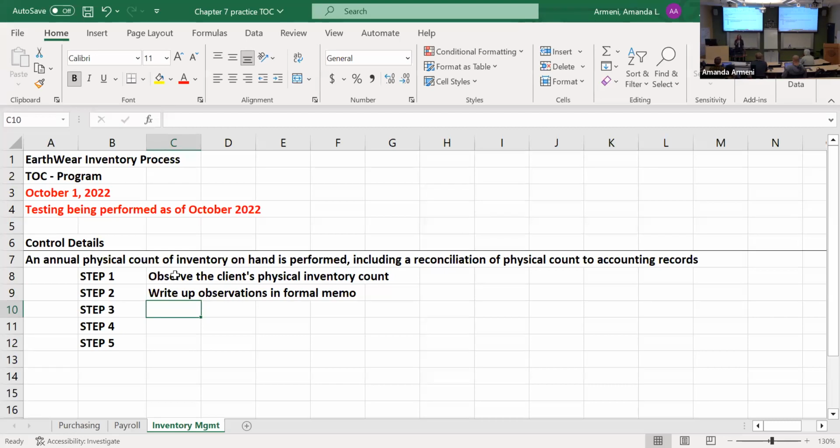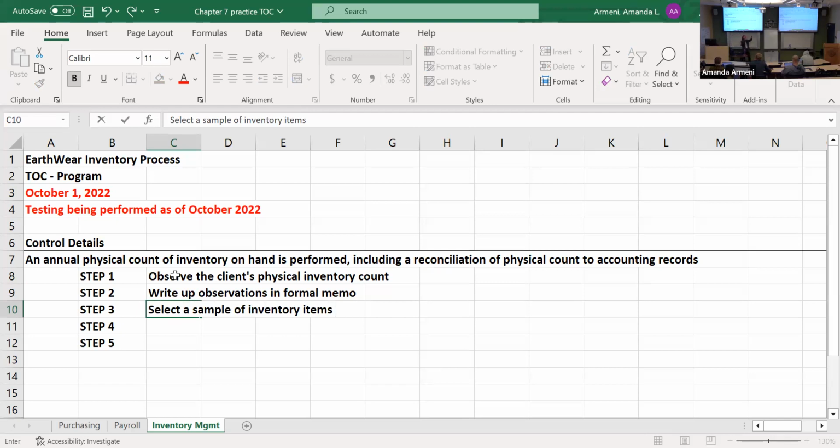Absolutely. But not for every single piece of inventory, right? There's too much. We couldn't do that for everything. So we would select a sample of inventory items, and oftentimes they'll have them in sections, you know what I mean? They'll categorize, okay, this is section 101, and we're going to count this section 101 and then reconcile it to the accounting records of section 101.